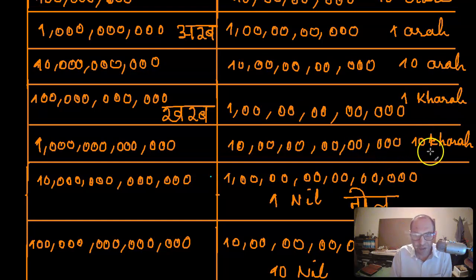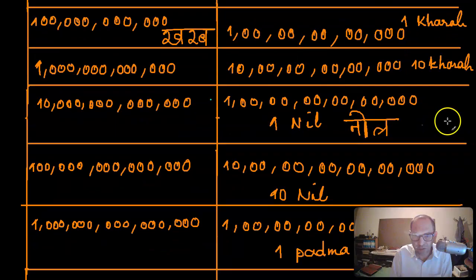After 10 Kharab, you have 10 trillion, which in the Indian system of numeration would be a nil. A nil would be written this way, nil, one nil. And then 100 trillion would be 10 nil.